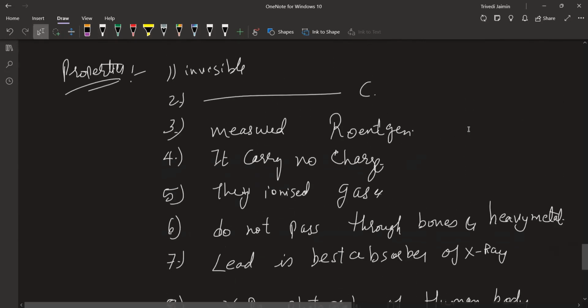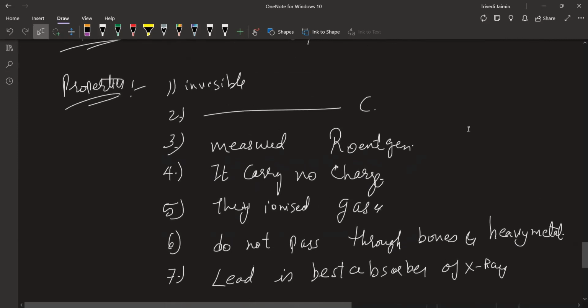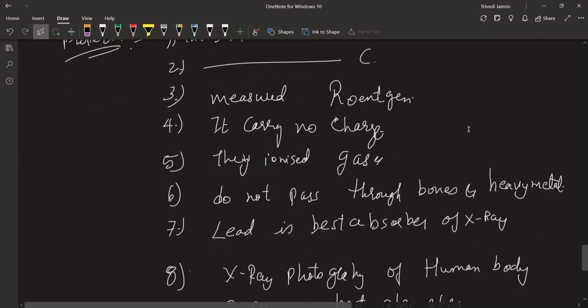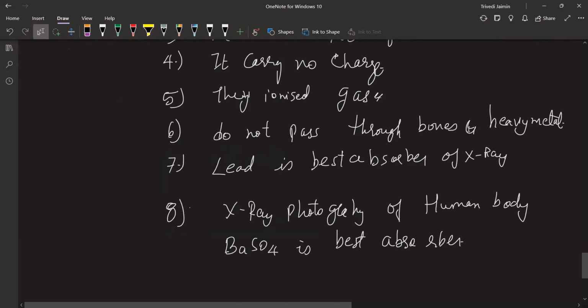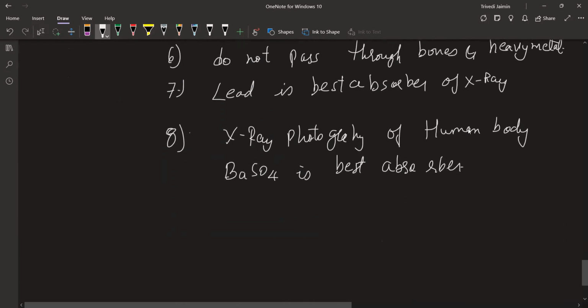As we say here, it travels at the speed of light in a straight line. So they show the same properties as light, like reflection, interference, diffraction, polarization, and all other things.